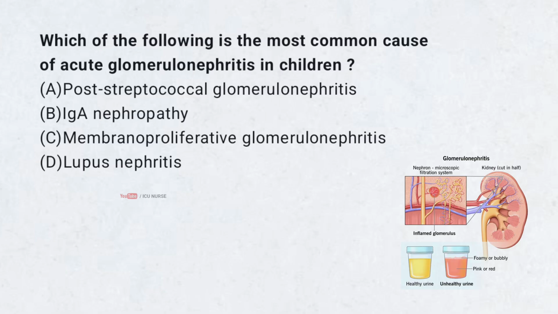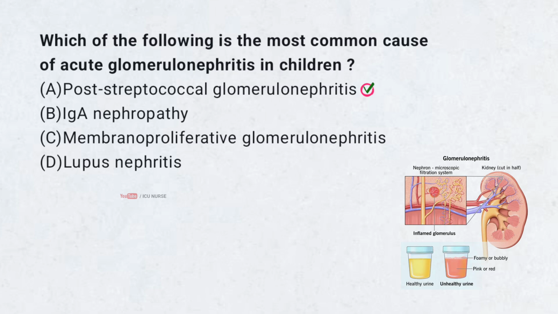Which of the following is the most common cause of acute glomerulonephritis in children? A. Post-streptococcal glomerulonephritis. B. IgA nephropathy. C. Membranoproliferative glomerulonephritis. D. Lupus nephritis. Correct answer A. Post-streptococcal glomerulonephritis.